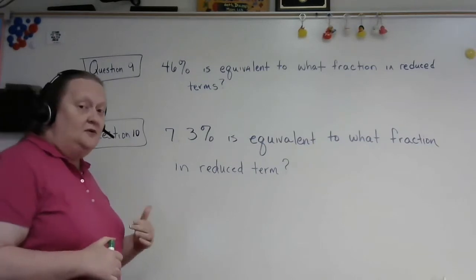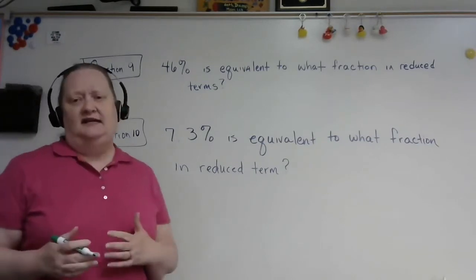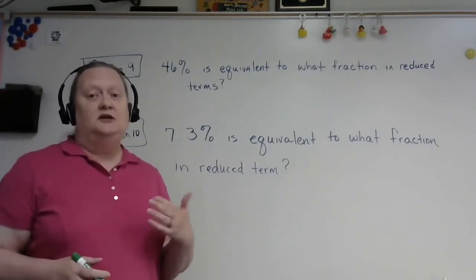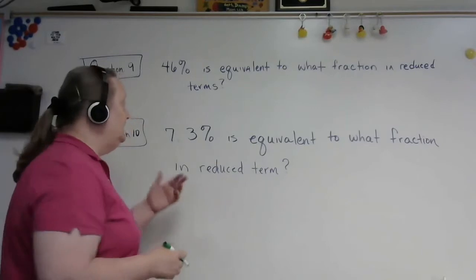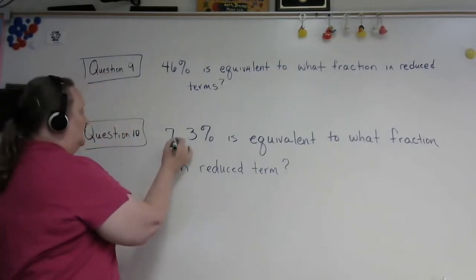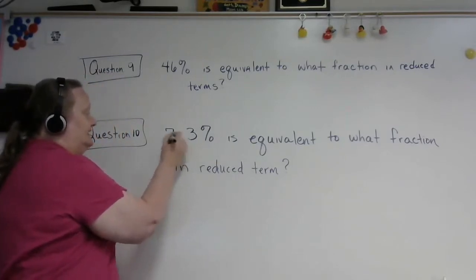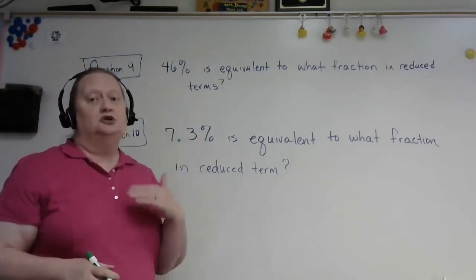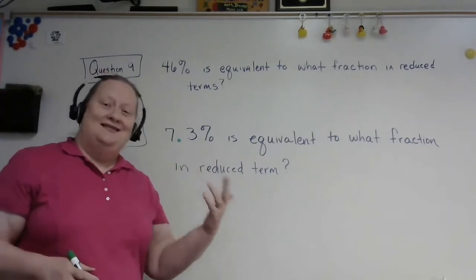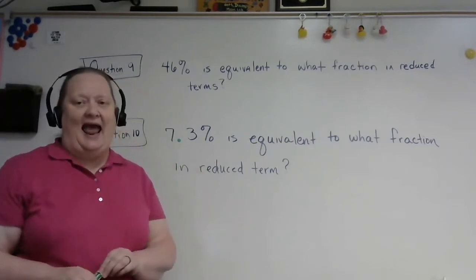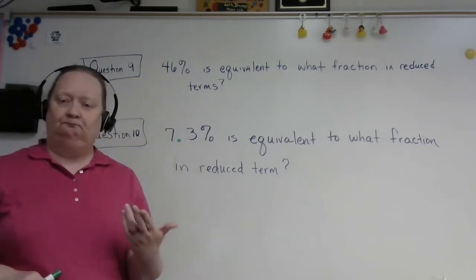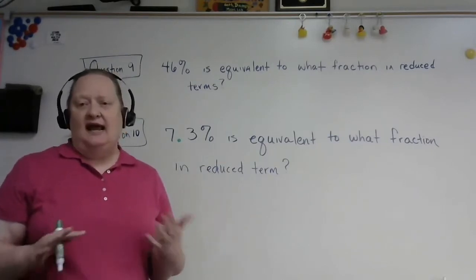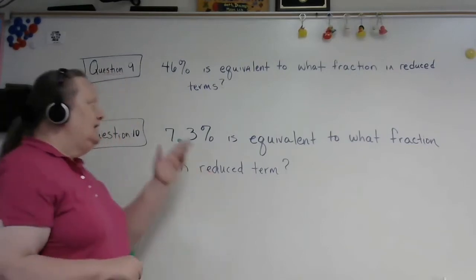So first of all, there are two main ways that we can do this. One, we can convert it to a decimal first and then reduce. And that is very nice for ones like number 10, where there is a decimal involved. And then we can also just go straight to writing it as a fraction.